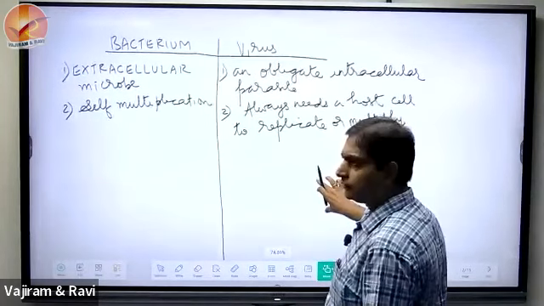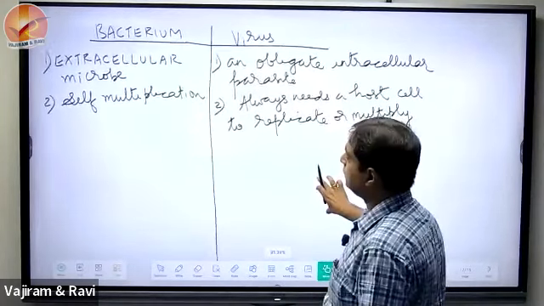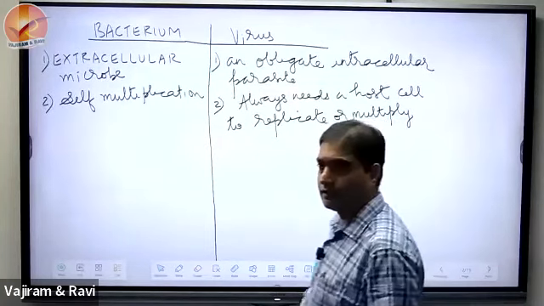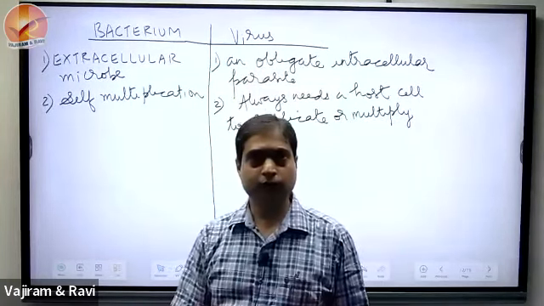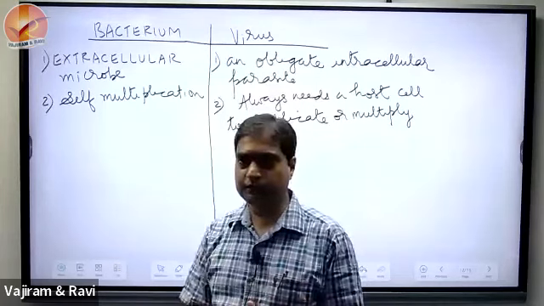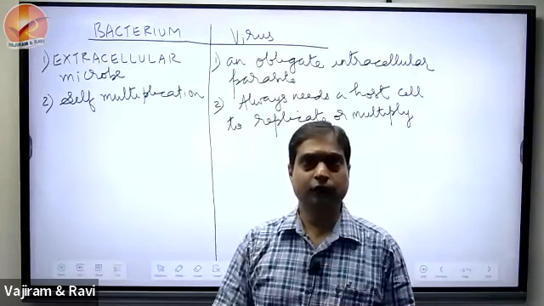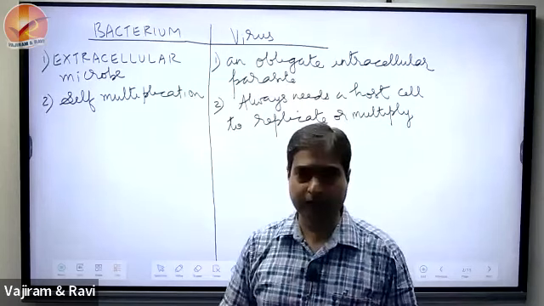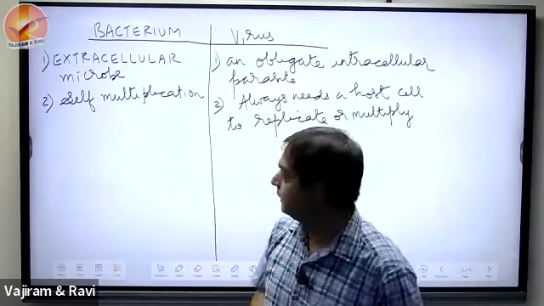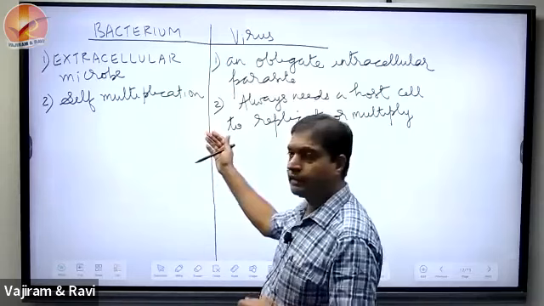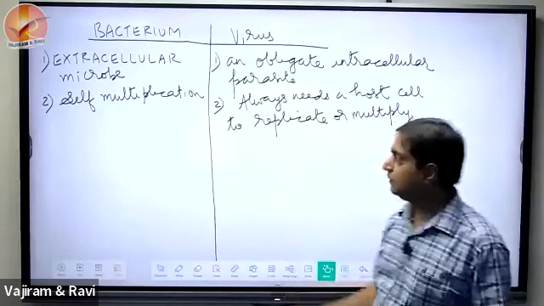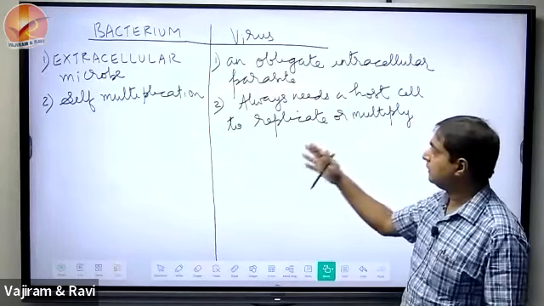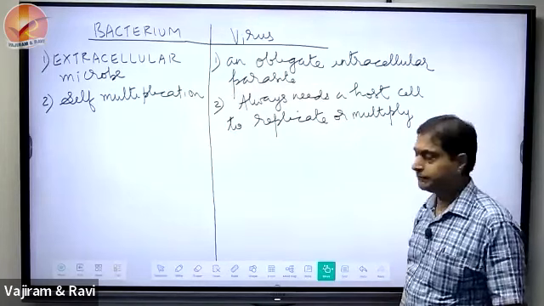So first you write down, we will explain one by one. Have you written the first two points? Bacteria as extracellular microbe, and the definition of virus is defined as an obligate intracellular parasite. This is the definition of a virus. Then the second one is what? Self multiplication, and here we are writing what? Always needs a host cell to replicate or multiply.